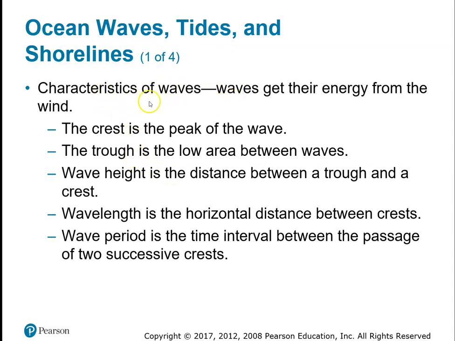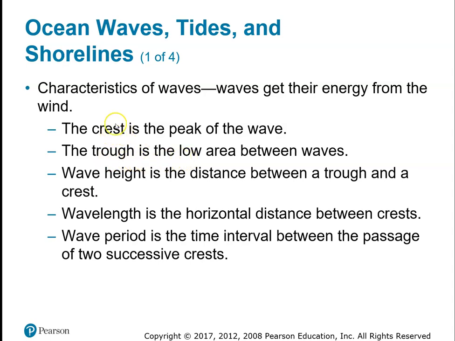Characteristics of waves. All right, so now we're talking about the top of the oceans. The waves get their energy from the wind. That's the critical part. And we're going to talk a little bit about waves here. The top of the wave is also known as the peak of the wave or the crest. The bottom of the wave is also known as the trough.